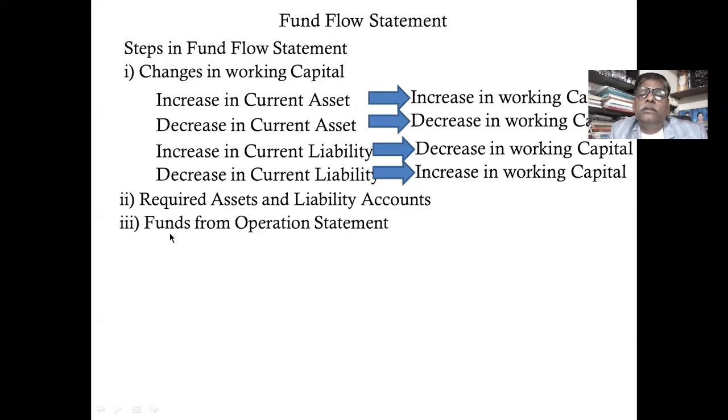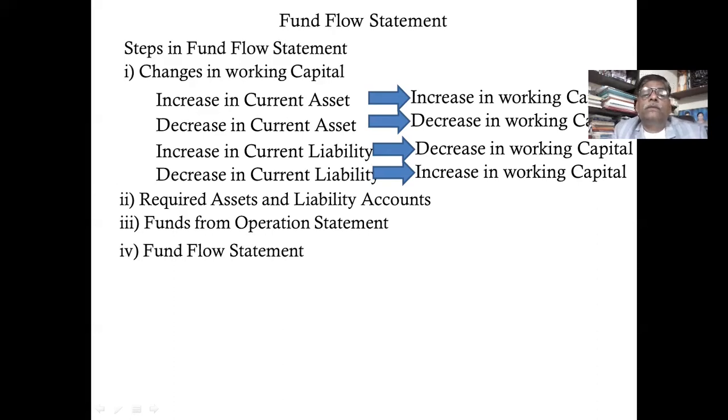And third is funds from operation. After completing the required accounts, you have to calculate fund from operation. Fund from operation means what is the fund you raised, fund you raised from your day-to-day activity. Operation means your operation of program, your activity. That is called as fund from operation. Fund from operation statement we have to prepare. Third step.